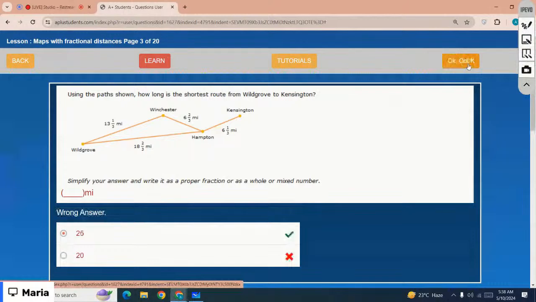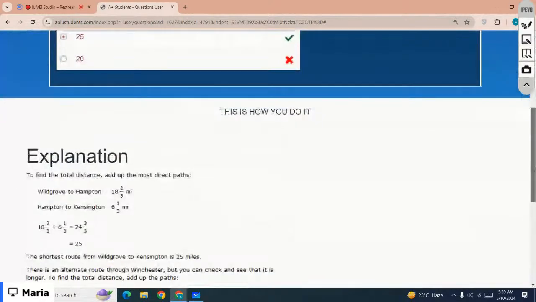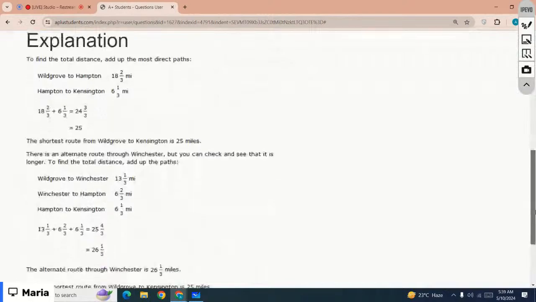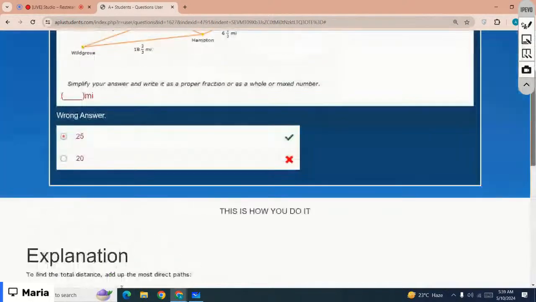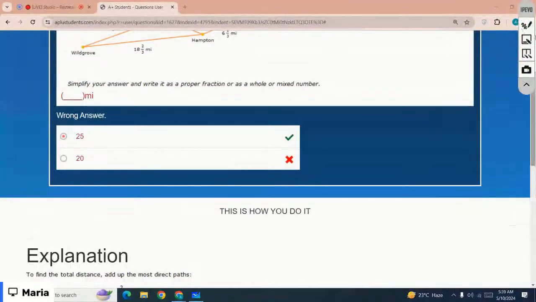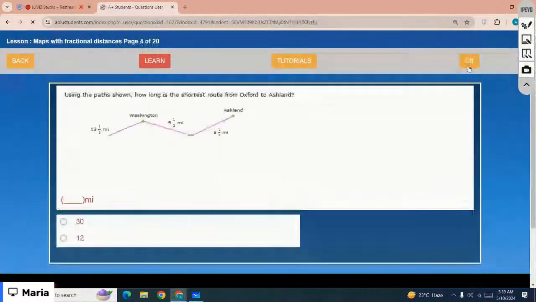How long is the shortest route? Why? How is 25 the shortest route? Oh, that's not 20 actually, the one I added. Sorry, I made a mistake while adding, right? The correct option is 25. Okay.